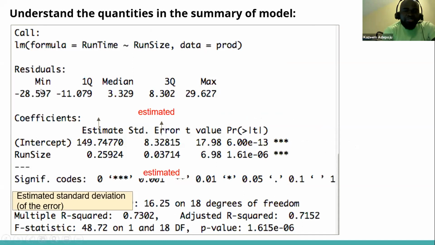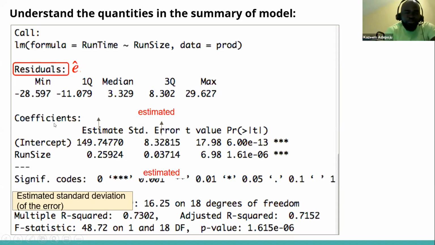Of course, when I do that, what I have here is the minimum value of the residual. For your information, the symbolic representation of residual is e cap. Here it is telling me this is the minimum value, this is the first quartile, this is the median, this is the third quartile, and this is the maximum value of the residual. Everything here is talking about residual.